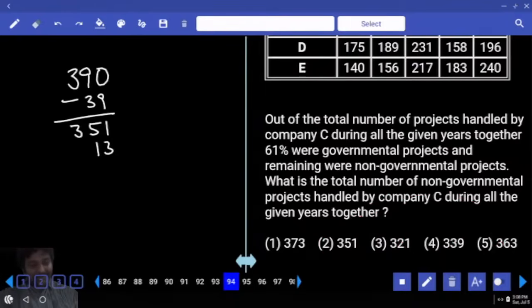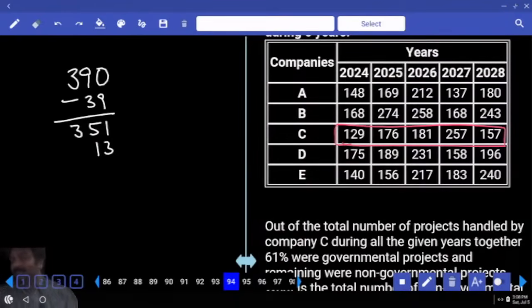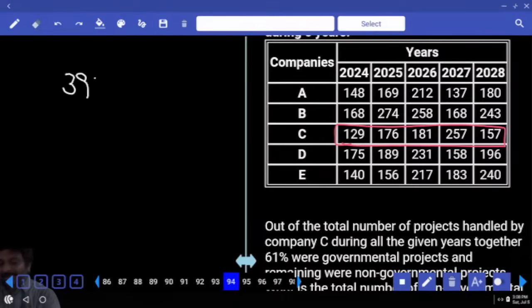Otherwise, you have to calculate. Company C, add all these values. Then calculate 39%. Are you okay?